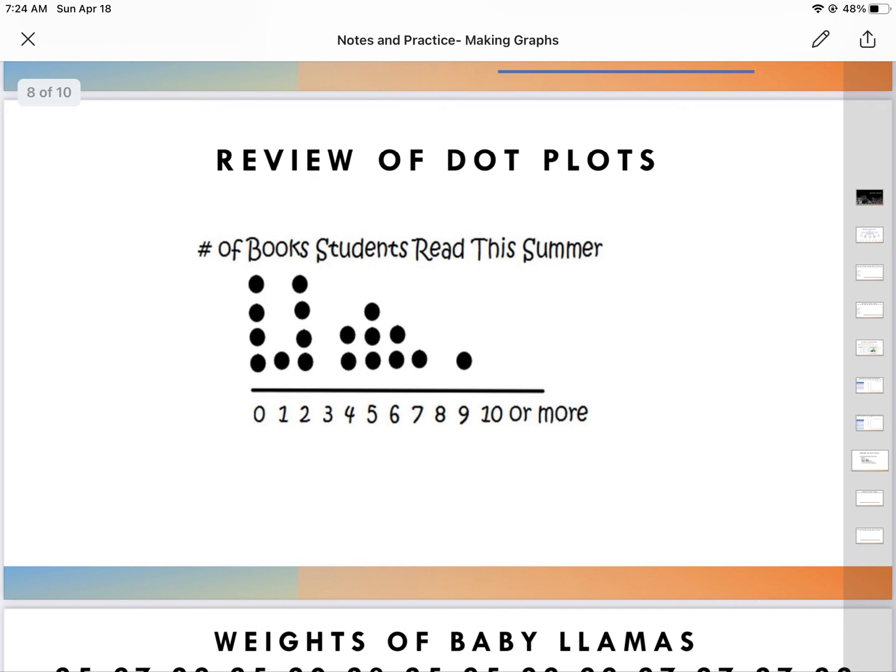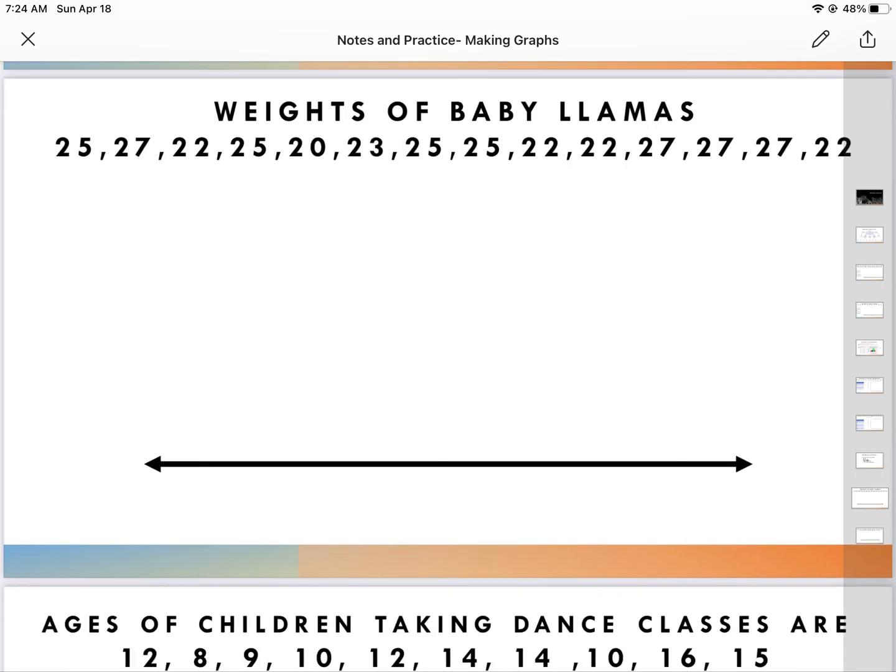All right, guys, so now we're going to talk about dot plots. Dot plots, remember, you've got a number line at the bottom here. This tells you the number of books students read this summer. So you can see when you're looking at 0, how many students read 0 books? 1, 2, 3, 4 of them. How many students read 1 book? How many students read 2 books? And so forth.